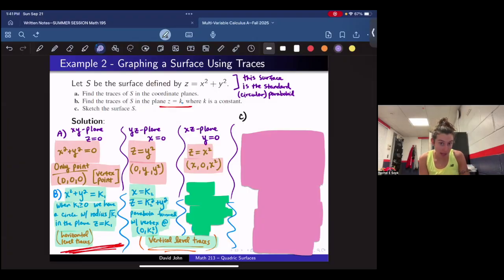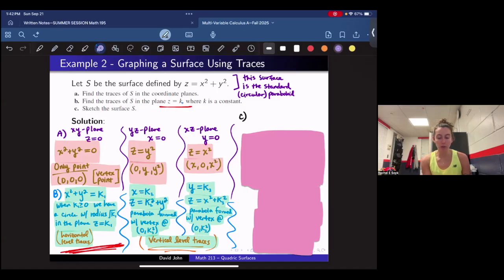Okay, and then last but not least, let's look at our y being k sub 3. And when we do that, we're looking at our equation z is equal to x squared plus k sub 3 squared. And we once again have another vertical level trace of a parabola formed with our vertex at 0, k sub 3 squared.